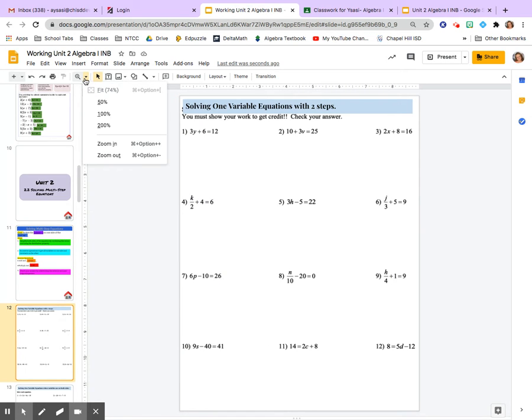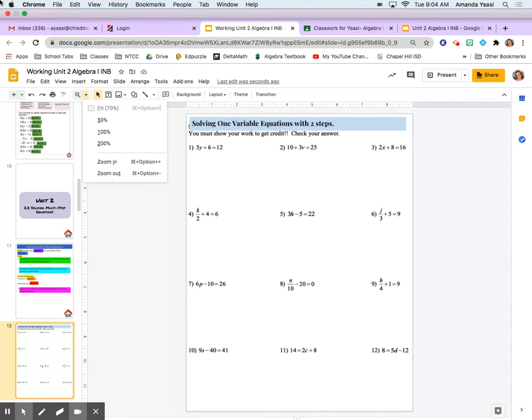So open up your composition book to the next page. And we are going to title this Solving One Variable Equations with Two Steps. And we're going to put, this is slide 12.